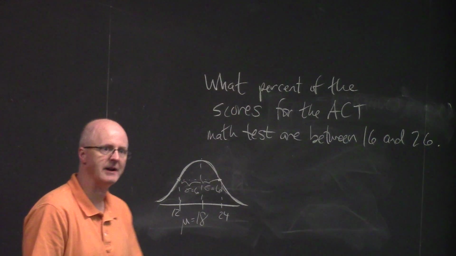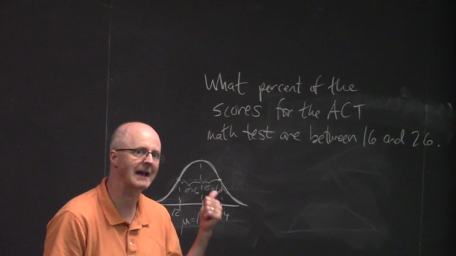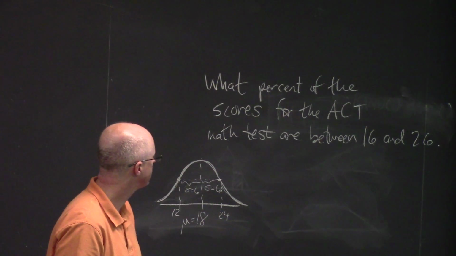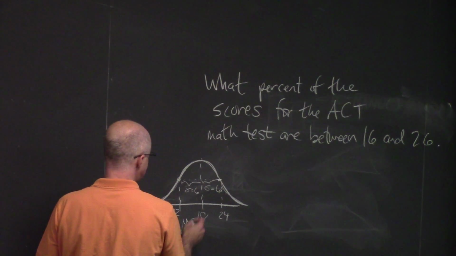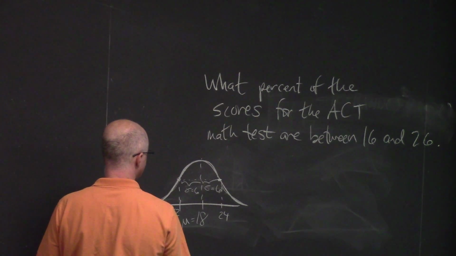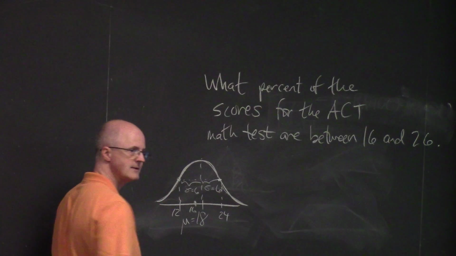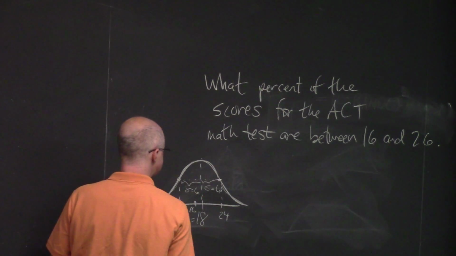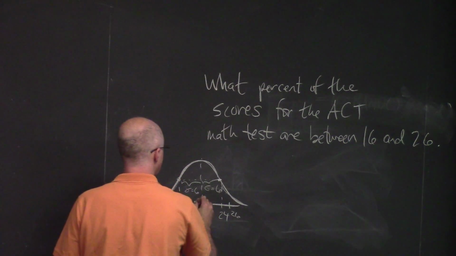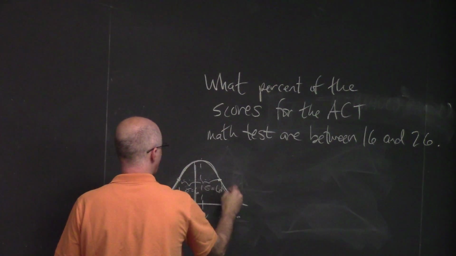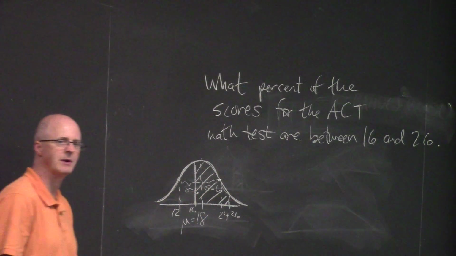Shade the appropriate area. The area is the answer. The area is your approximation for the answer, for the percent of scores that are between 16 and 26. Try to get it approximately right. 16 is closer to 18 than it is to 12. Right about here. There's 16. 26 is to the right of 24, right about there. The answer to the question is this area that I'm shading right there, under the curve between 16 and 26.